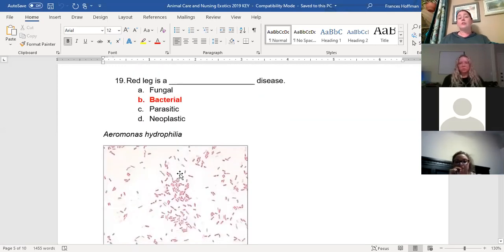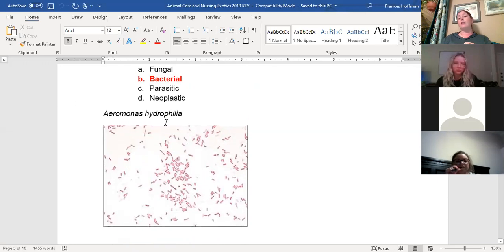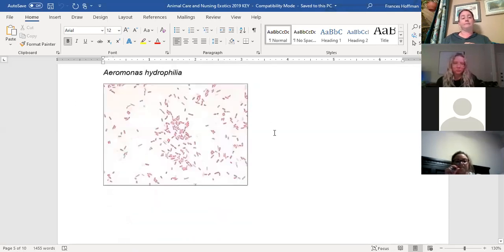Red leg is going to be a bacterial disease, and so here is the bacteria for red leg, and that's going to be Aeromonas hydrophila.